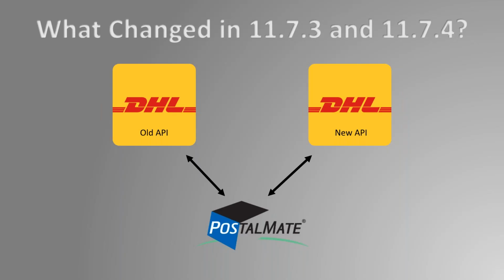Getting started. What happened in version 11.7.3 and the next one, 11.7.4, we changed from the old DHL API, which we had written code to a number of years ago, to the new API. And Riley is going to tell us a little about how that came about.